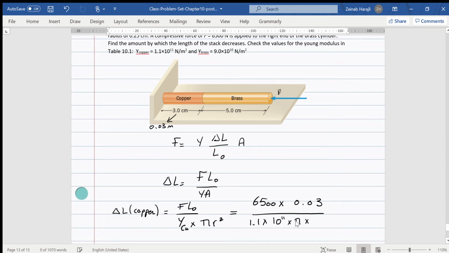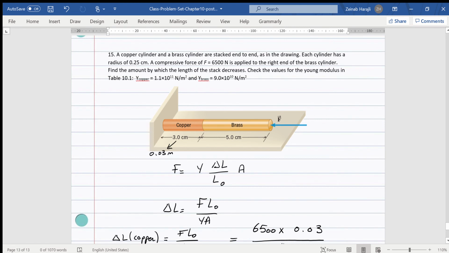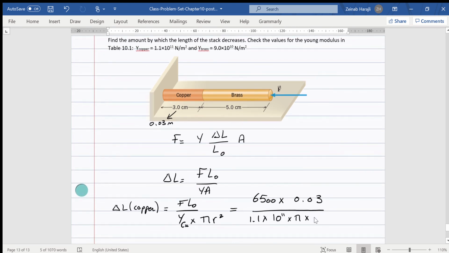times pi times the radius, which is also given to be 0.25 centimeters, and this is squared, of course. If you calculate this, you get 9 times 10 to the power minus 5 meters.